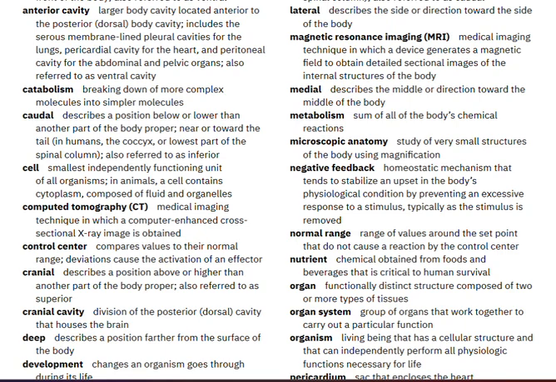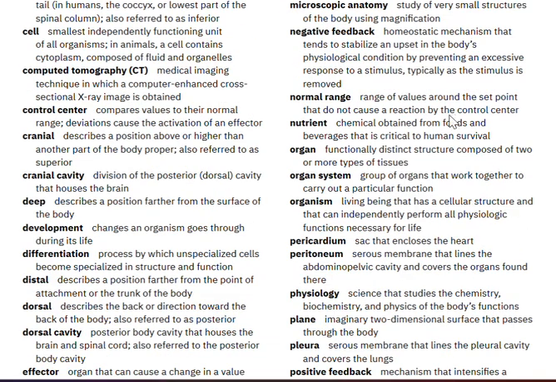Using magnification. Negative feedback, turning off something. Homeostatic mechanism that tends to stabilize an upset in the body's physiological condition by preventing an excessive response to a stimulus, typically as the stimulus is removed. Normal range of values around the set point that do not cause a reaction by the control center.